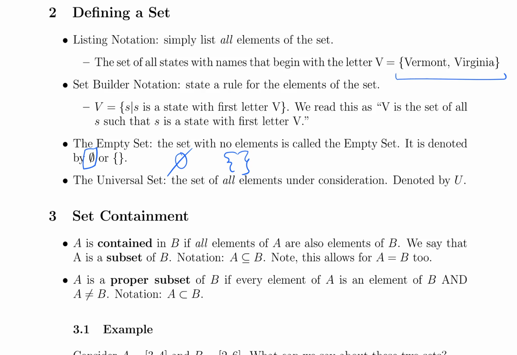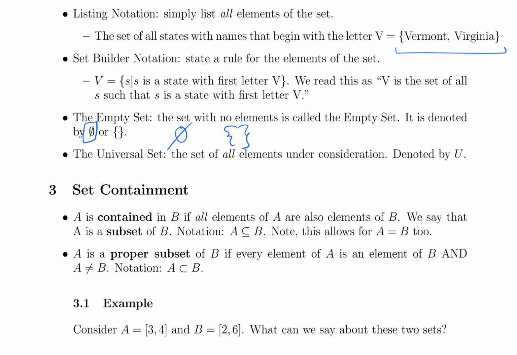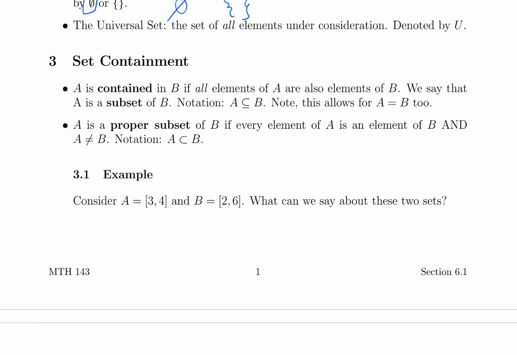The universal set, this would be all the elements that you're considering. This is denoted by U. So, for example, if you're talking about real numbers, then the real numbers would be your universal set, and the integers would be contained in the real numbers. Let's go ahead and talk about containment, since I already mentioned it.